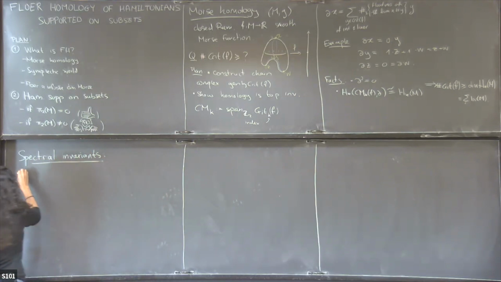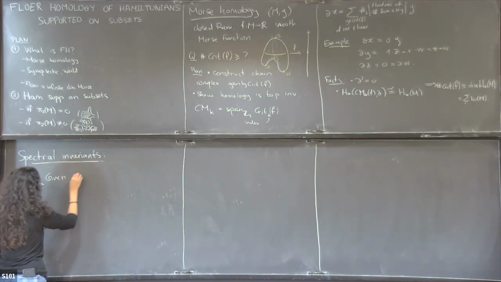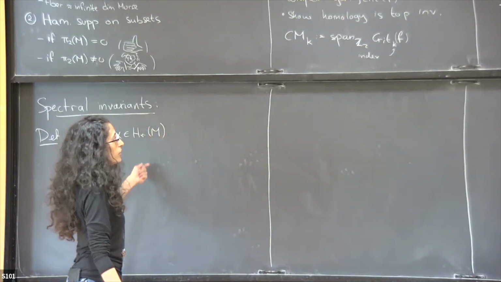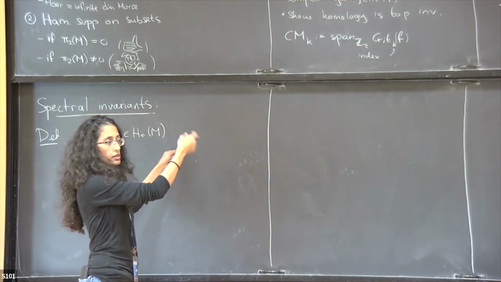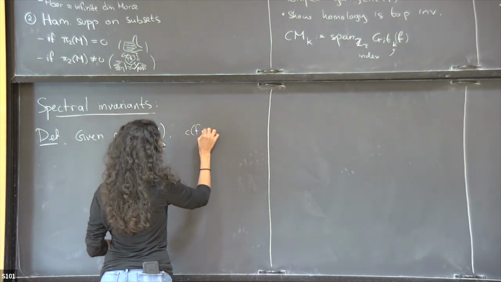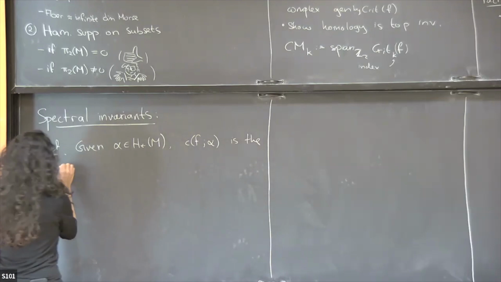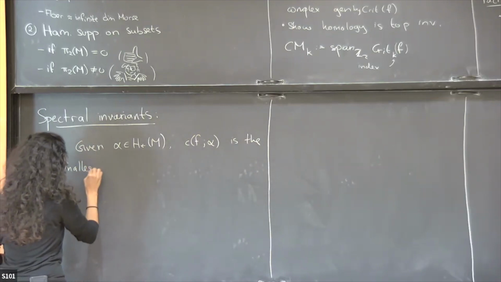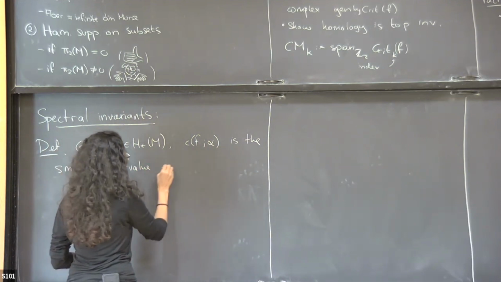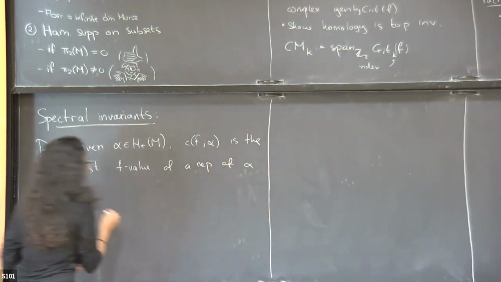So the definition is the following. You take a class alpha in the singular homology of M. You can identify it with a class in the Morse homology of f, because they are isomorphic. And then you define the spectral invariant of f with respect to alpha to be the smallest value of a representative of the class alpha in the Morse chain complex.